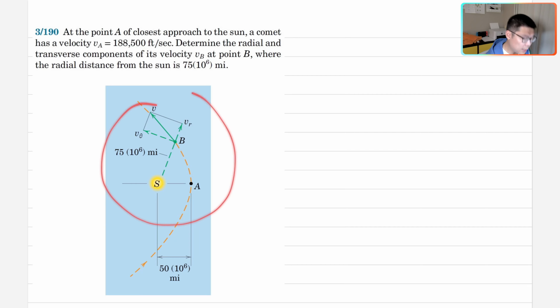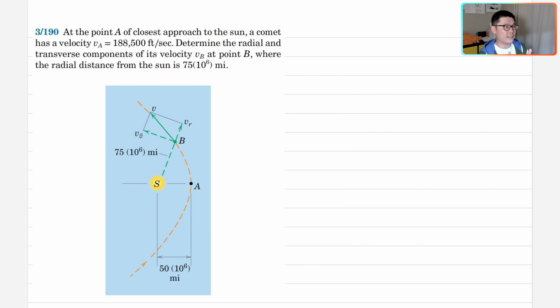Another example is in space. In space, there's no force acting in the tangential direction. For example, at point A, the tangential velocity is going this way, and there's no force acting in this direction. That means your angular momentum will be conserved.